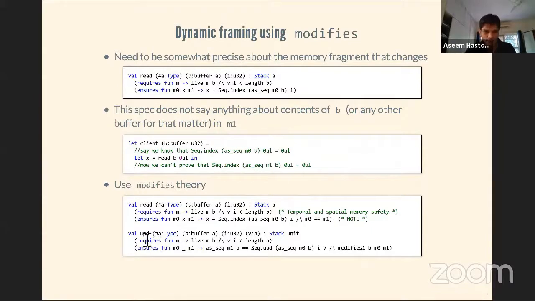But if I wrote an update operation, the update API, it enforces spatial and temporal memory safety as before. It gives you a functional correctness spec, but it also tells you modifies 1, B, M0, M1. What this means is that between M0 and M1, we did not touch anything but B. So this is precisely saying what got modified between M0 and M1. Usually when we are writing stateful code in this stack effect, in the post conditions we try to be more precise about what got modified so that the clients have an easier time proving stuff.